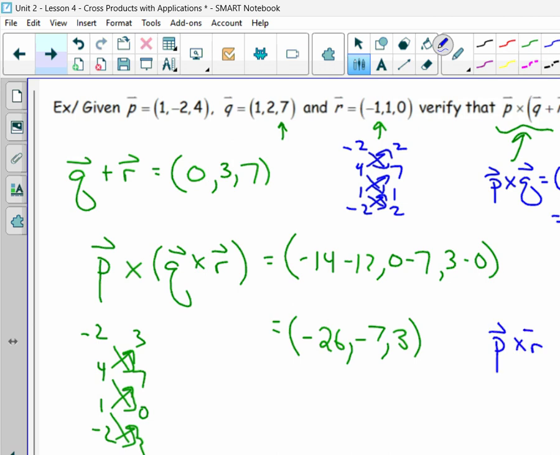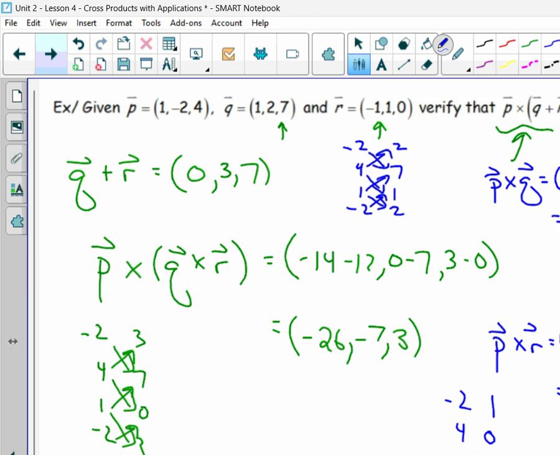P cross R is, okay, P was these numbers. R, pick the right one here, 1, 0, -1, 1. We'll get 0 minus 4. We'll get -4 minus 0. And we'll get 1, and I got a minus with these two here, so plus 2. Gives me -4, -4, and 3.